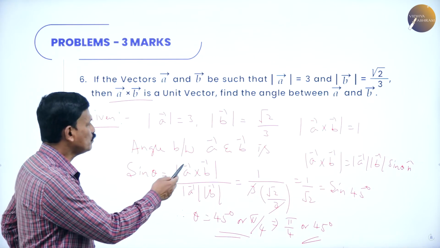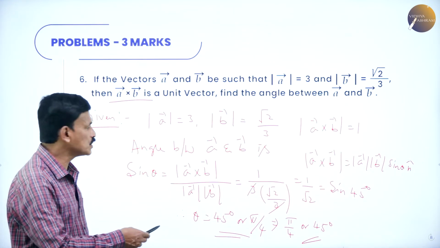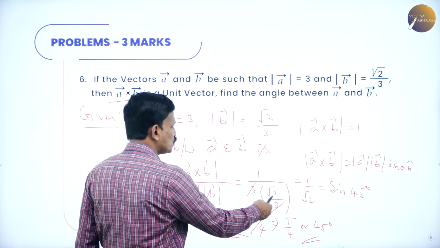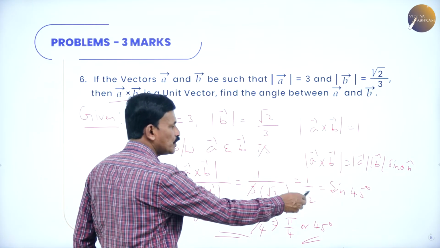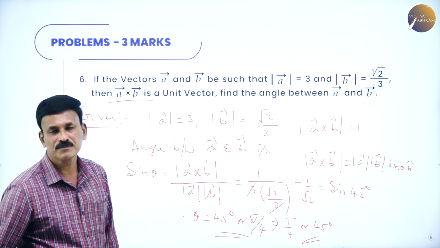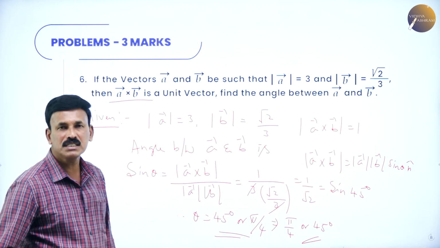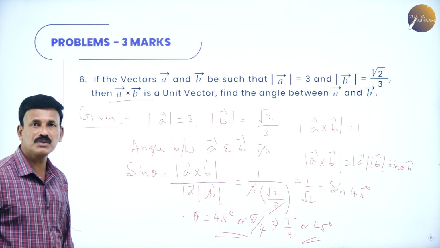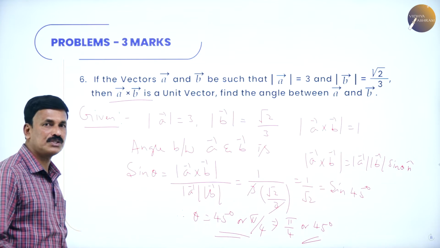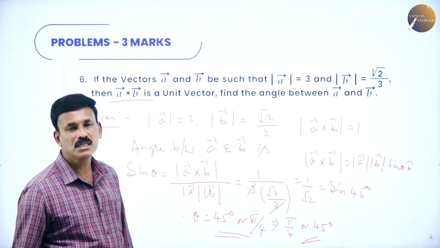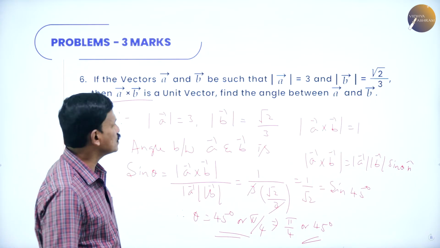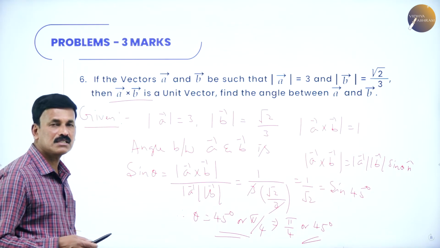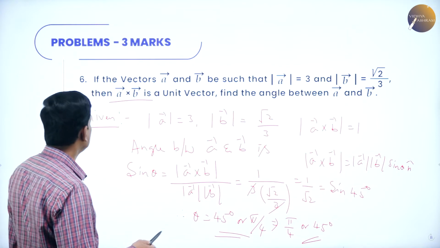Now substitute. The angle between the vectors a and b: sine theta is equal to length of a cross b, which is 1, divided by length of a, which is 3, into length of b, which is root 2 by 3. 3 gets cancelled, 1 by root 2. 1 by root 2 is nothing but sine 45. So sine 45 is 1 by root 2, cos 45 is also 1 by root 2. So theta is equal to 45 degrees, that is pi by 4 radians. The angle between the two vectors is 45 degrees or pi by 4 radians.